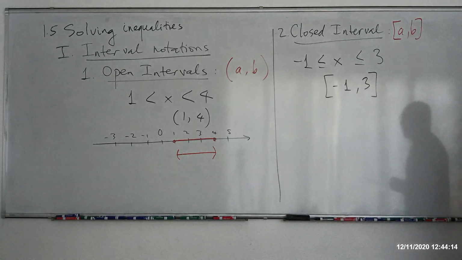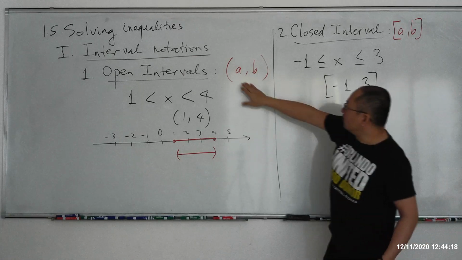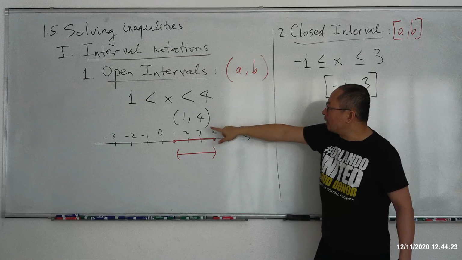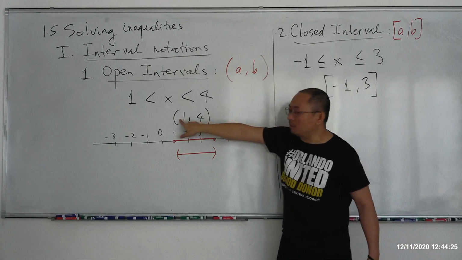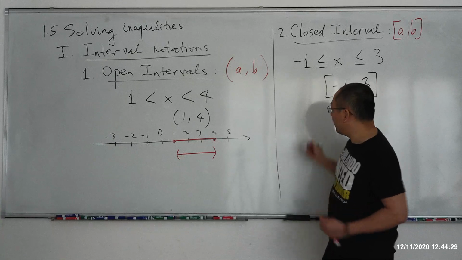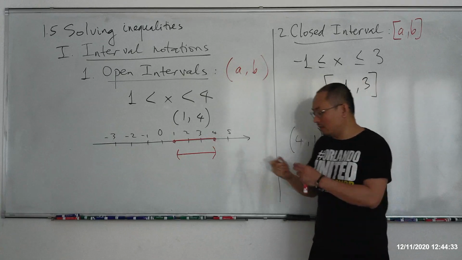There's one thing that I need to mention about the interval notation. The rule is either parenthesis or bracket. But when you write a number, it's always the smaller number first, and then comma, and then the bigger number. You don't write parenthesis 4, comma 1. This would make no sense in terms of interval notation.